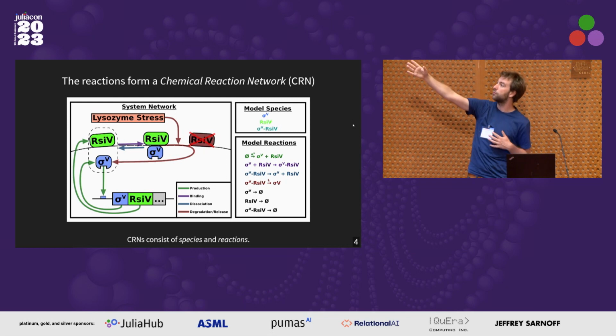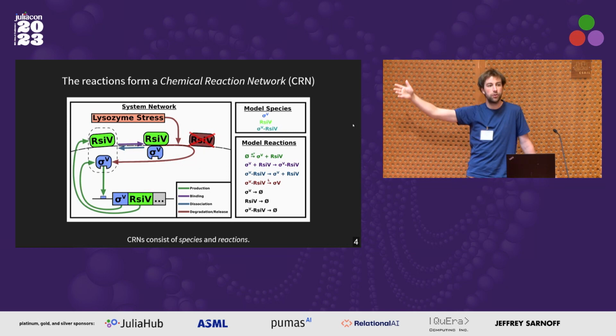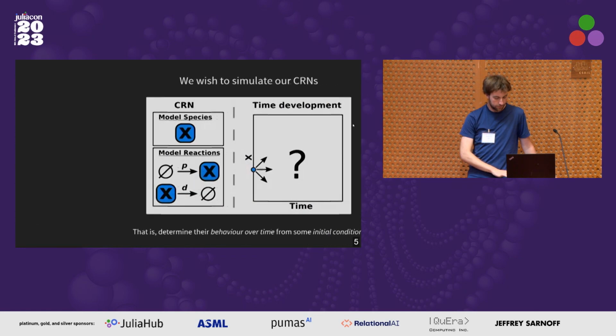And we can also see these three things in the diagram. And then I just list the reactions. For example, we have a production of sigma V and RSIV, the first one. We have a binding reaction, a dissociation reaction, a type of cleavage reaction, and some degradation reactions. So we go from this form on the left, which is what biologists typically map out for us, and then we create a model like this one on the right.